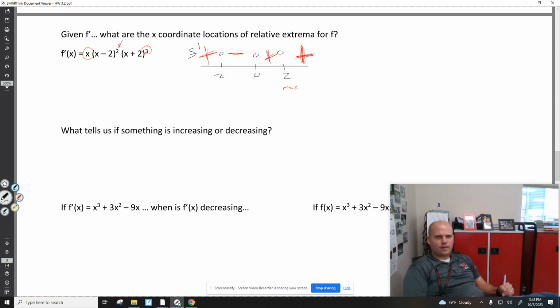Cool. F is going up, going down, going up, flattening out, going up. X equals negative 2 is a max. X equals 0 is a min. X equals 2 is a neither.